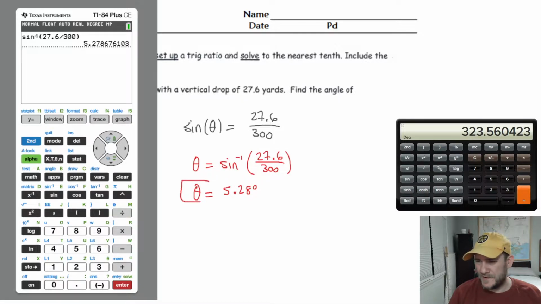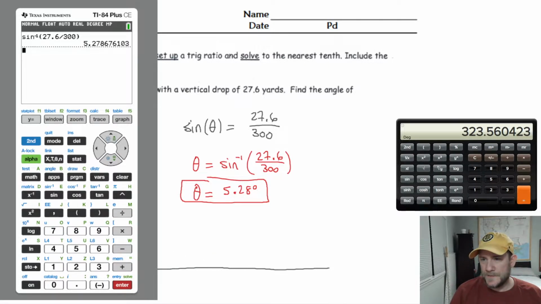Now why isn't that small? Well, because think about it like this. They gave us this sledding run, and they told us the drop is 27.6. It sounds good. Then they told you the run was 300. 300 is way longer than 27. So if we were going to draw this more honestly, it would be like this. Like way the heck out to here.